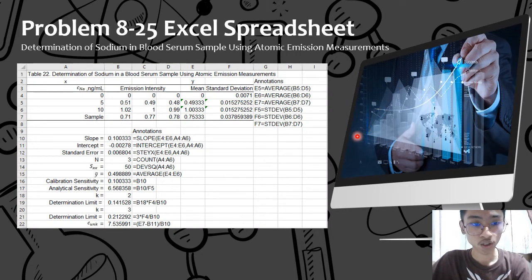For the Excel spreadsheet of the second problem, we also tabulated the x and y values, the x values as concentrations and the y values as the mean of the emission intensities. We also computed the standard deviation. All these statistical tools and unknowns were calculated with the given formulas in the annotations and arrived at the same values that were computed using the least squares method presented earlier.